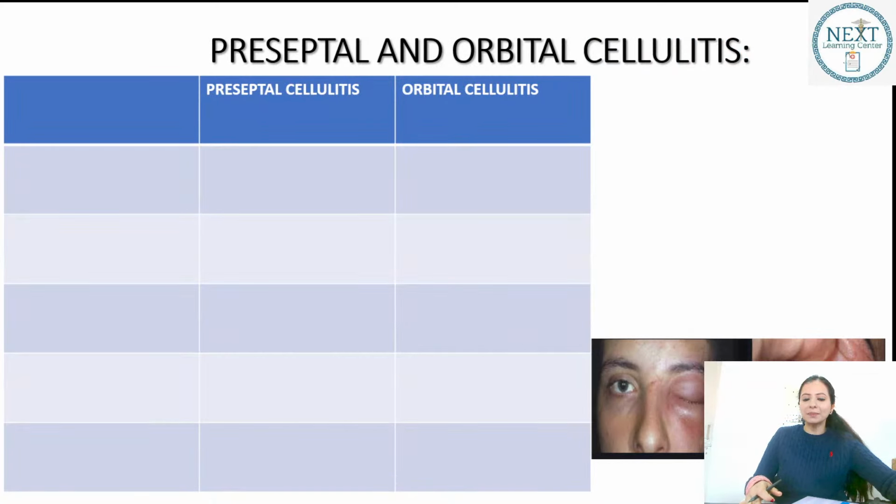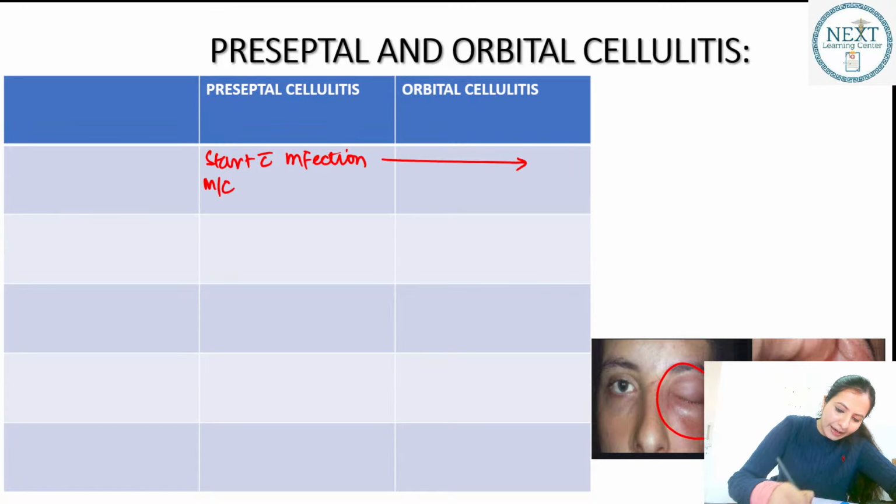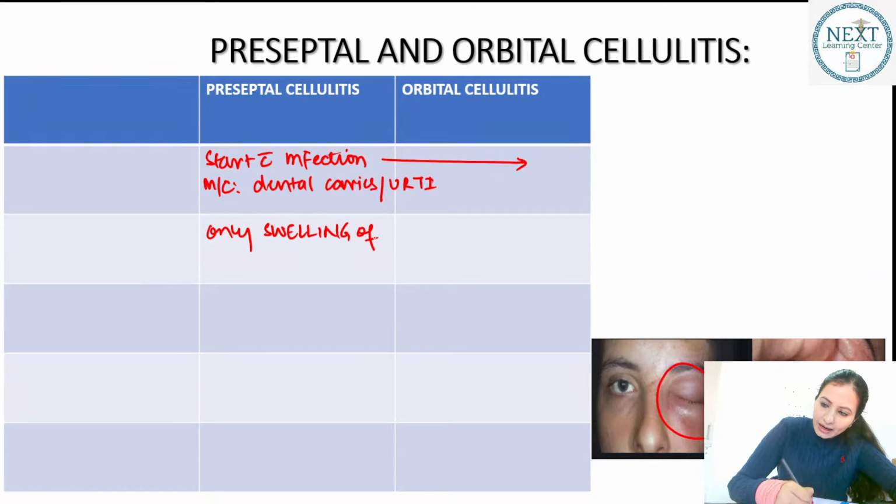Talking about preseptal and orbital cellulitis, this is how preseptal cellulitis will look and this is how orbital cellulitis will look. So, both preseptal and orbital cellulitis, they both start with the infection, most common being dental caries or the upper respiratory tract infection. In preseptal cellulitis, there is only swelling of the eyelids.